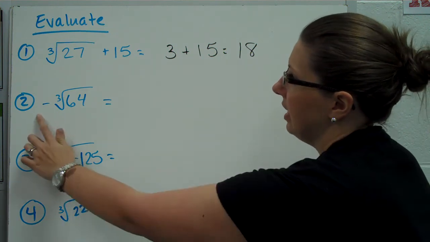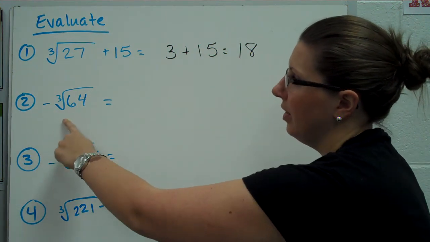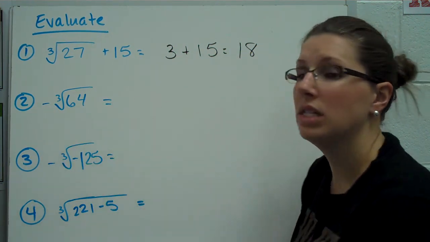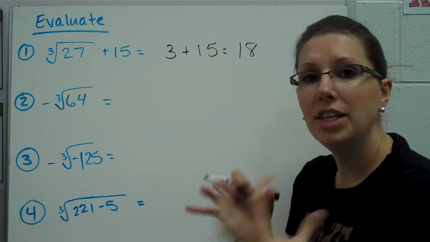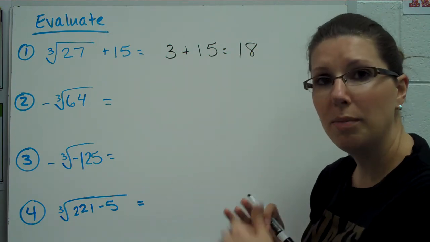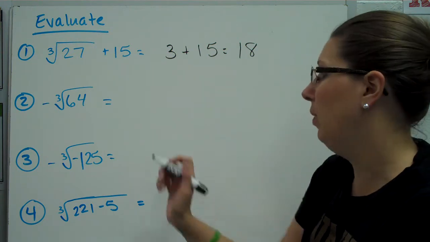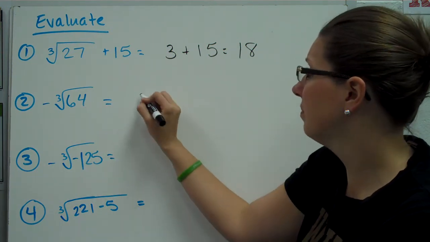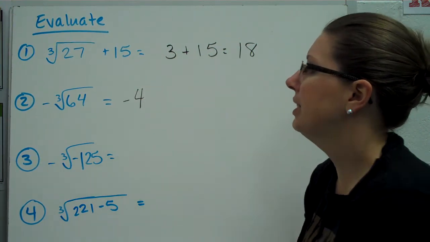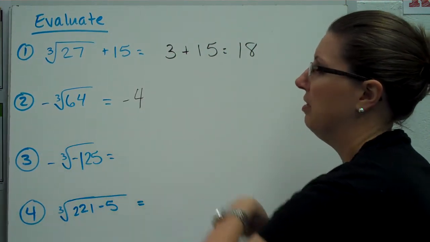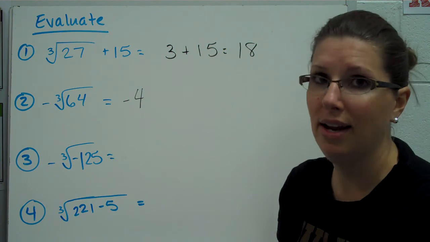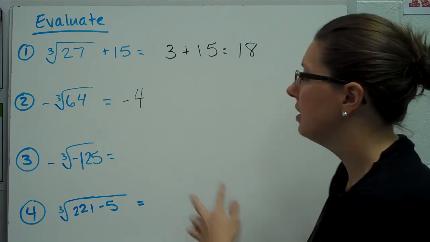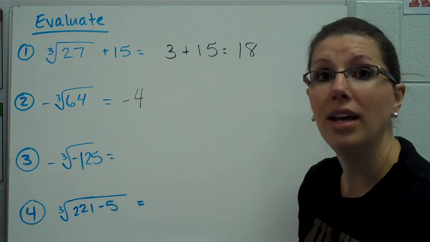Okay, this is asking what's the negative cube root of 64. So I'm going to find the cube root of 64, then I'm going to multiply that by negative 1. The cube root of 64 is 4, but it's asking for the negative answer, or the opposite of what we got. So negative 4 is the answer here.